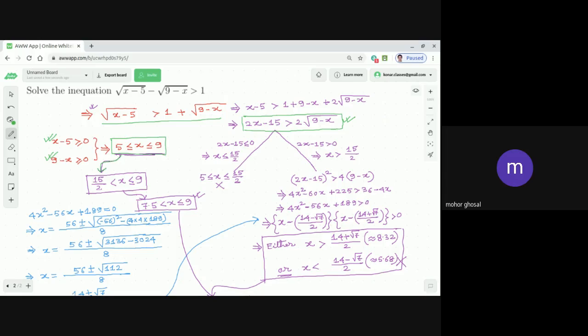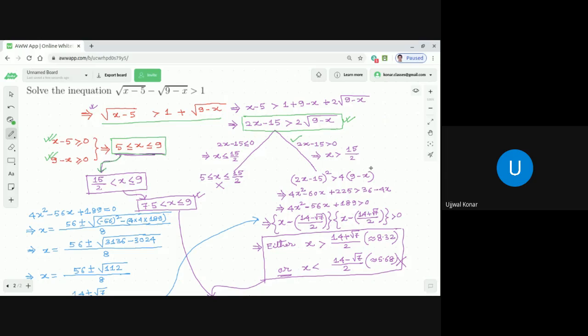Okay. So what you can conclude so far is that any value which is less than 7.5 is not acceptable. Correct? Now let's come to the other branch. So 2x minus 15 less than or equal to 0 is there, and the second branch is that 2x minus 15 is greater than 0, which is this case. That means x is greater than 15 by 2.